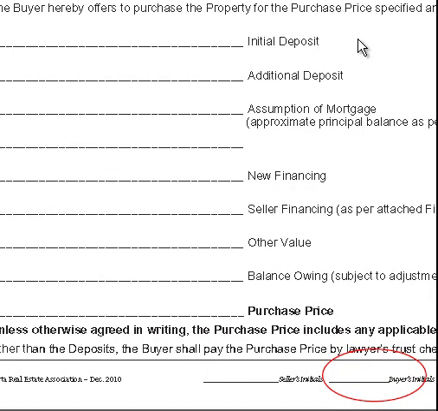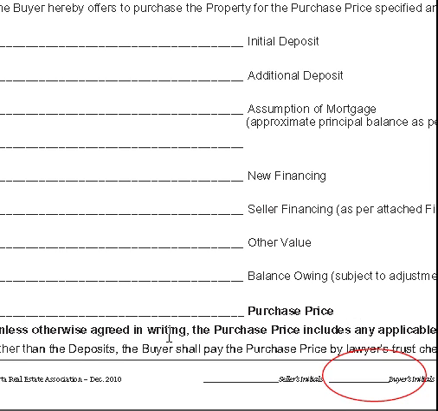And then you can enter the initial deposit, an additional deposit if one is required or if you're offering one, an assumption of an existing mortgage if the seller is willing to do that and also is the financial lending institution, what new financing applies, any seller financing or a vendor take-back, any other value, which could be anything, like if you were trading a car or a motorhome or a boat. And finally the balance owing, which really is the amount you're putting down, would apply to this section, and initial and additional deposit. And finally, your purchase price.